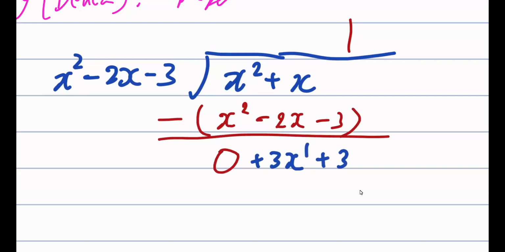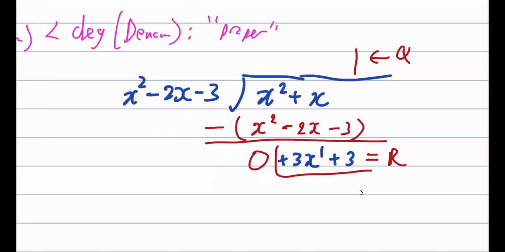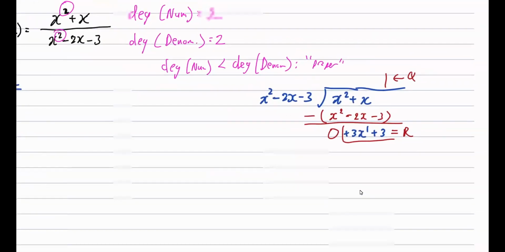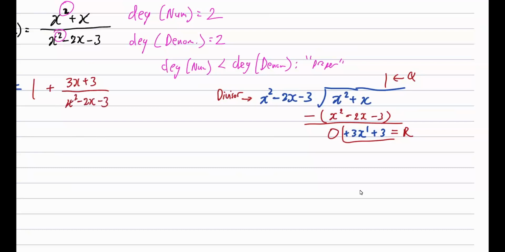Okay, good. Now x to the power 1, the degree is less than power 2, so you stop. This guy is your quotient. This guy is your remainder. So what do you write down? Quotient 1 plus the remainder, 3x plus 3, all divided by the divisor. Whatever was on the denominator remains on the denominator. Denominator here, denominator there.